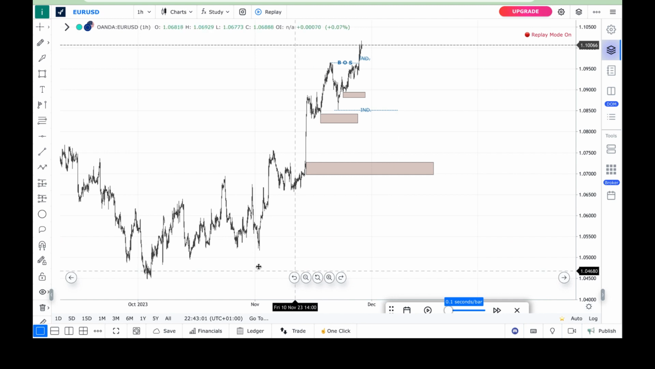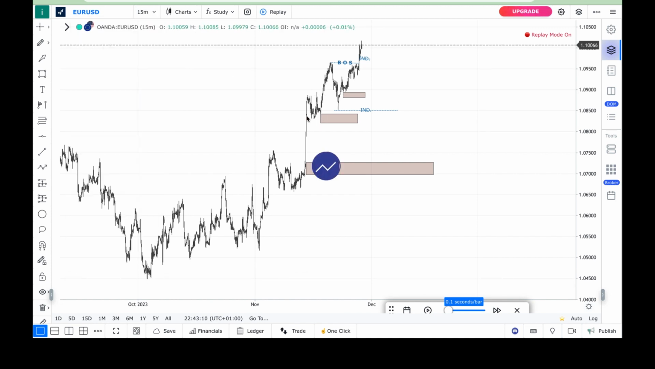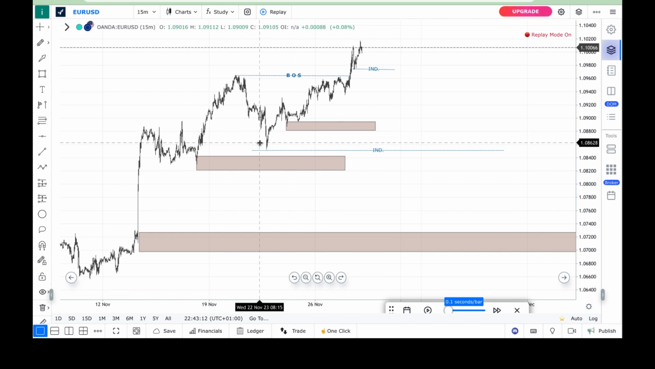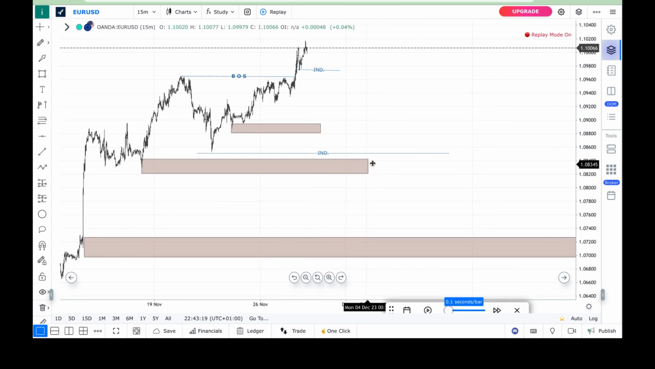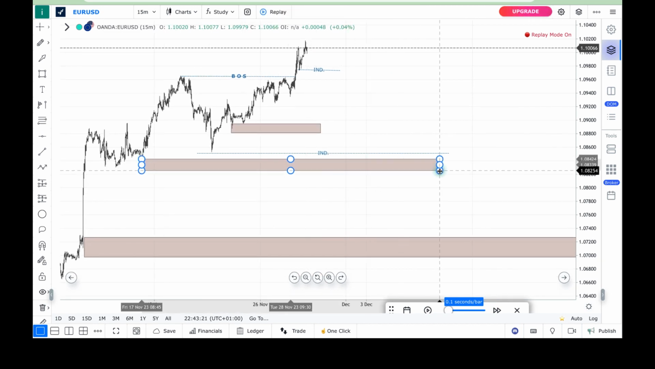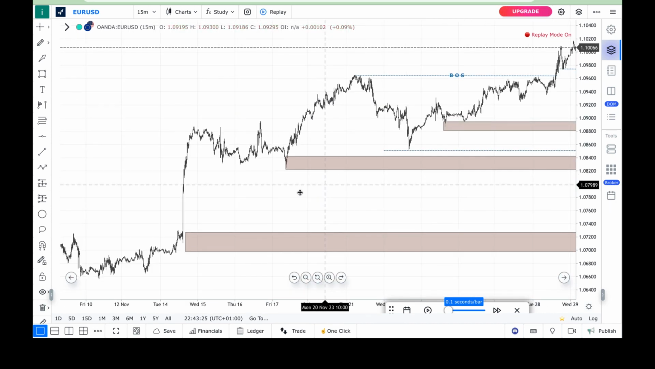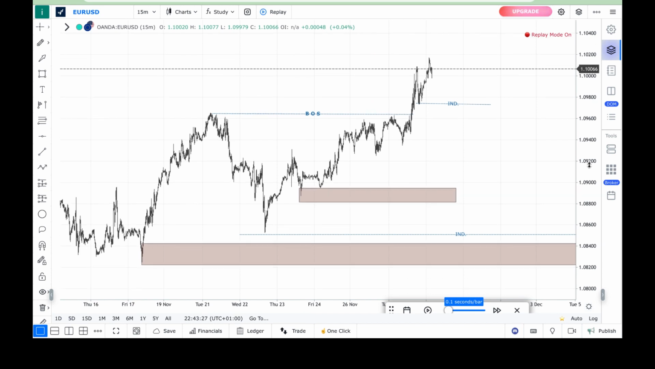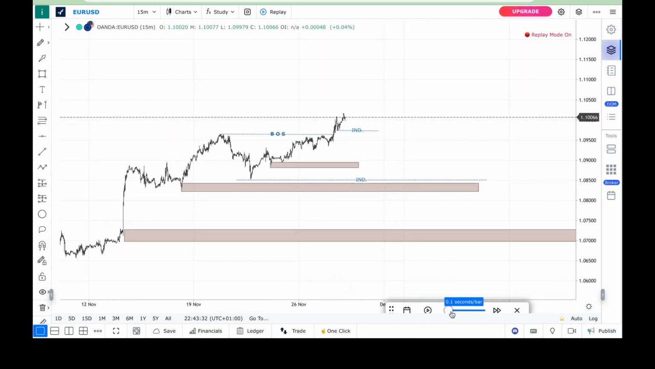But imagine a trader wouldn't check the higher time frame. Now he will get trapped on all these 15 minute fake order blocks, and be like, hey, SMC is not working, SMC is shit, stuff like that. Now let's see what happens.